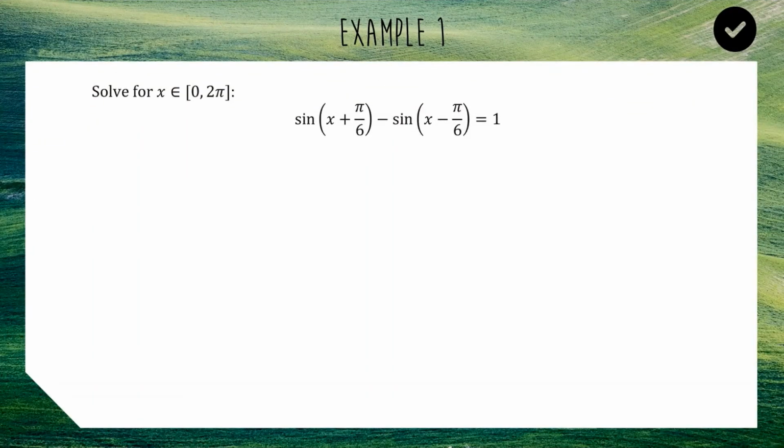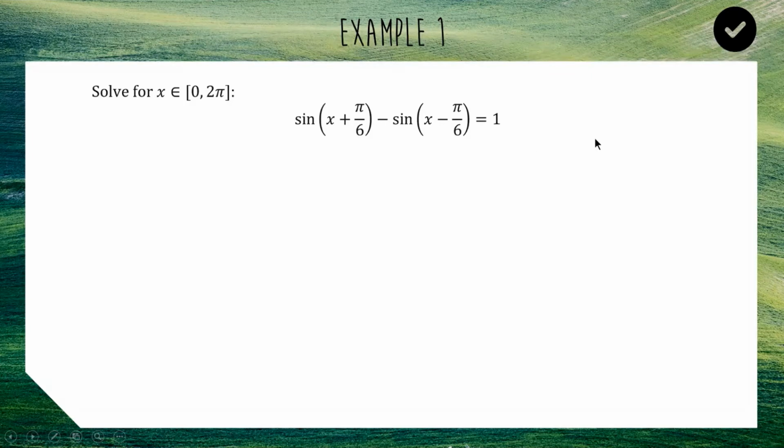Alright, so for our first one, we are solving sine of x plus pi on 6 minus sine of x minus pi on 6 equals 1 in the domain of 0 to 2 pi, so just the first lap of the unit circle. The first way you can approach this is to expand both of these terms using your identity on the formula sheet of sine of a plus b.